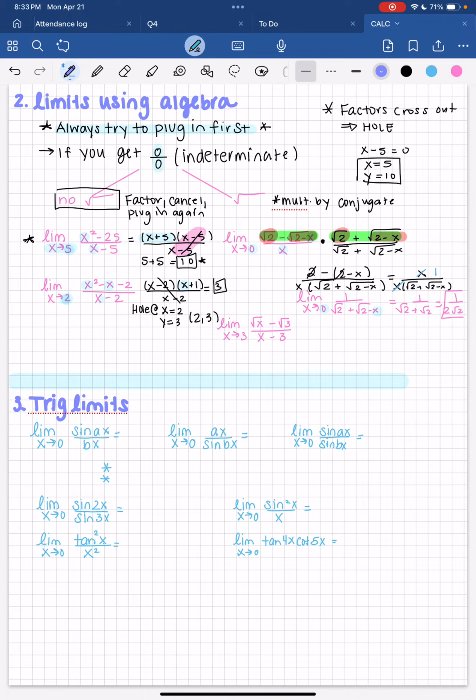Here's another conjugate. If you replace x with 3, you're going to get 0 over 0. So we're going to multiply by the conjugate. So the conjugate is rad x plus rad 3 over rad x plus rad 3. You're going to do my trick. You're going to do first term times first term. So that's going to give me x minus second term times second term, 3.